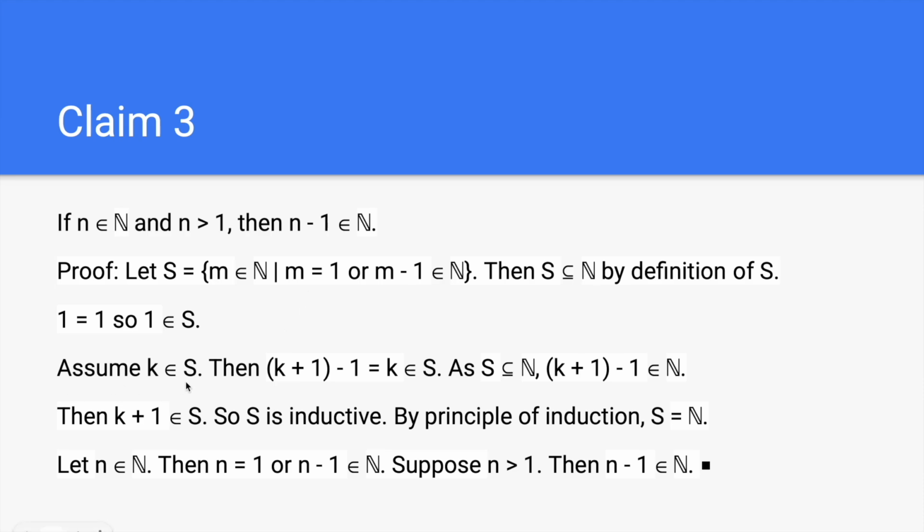Assume k belongs to S, then (k plus 1) minus 1 is equal to k, which belongs to S. As S is a subset of ℕ, (k plus 1) minus 1 is a natural number. Then k plus 1 belongs to S, so S is inductive. By the principle of induction, S equals ℕ. Let n be a natural number, then n is equal to 1 or n minus 1 is a natural number. Suppose n is greater than 1, then n minus 1 is a natural number.